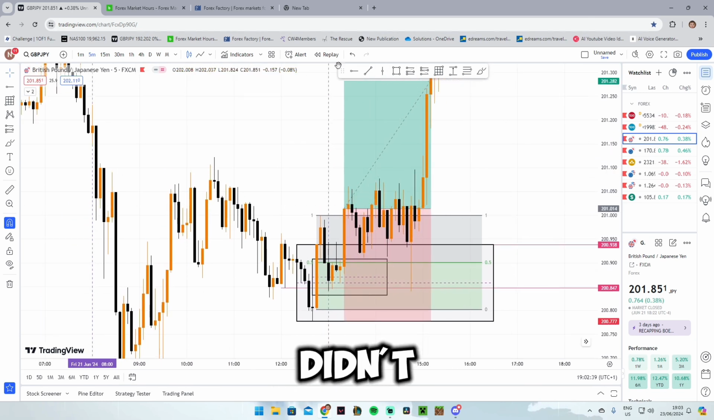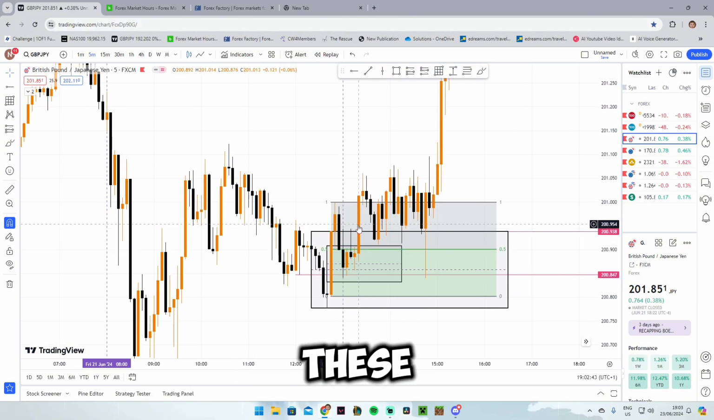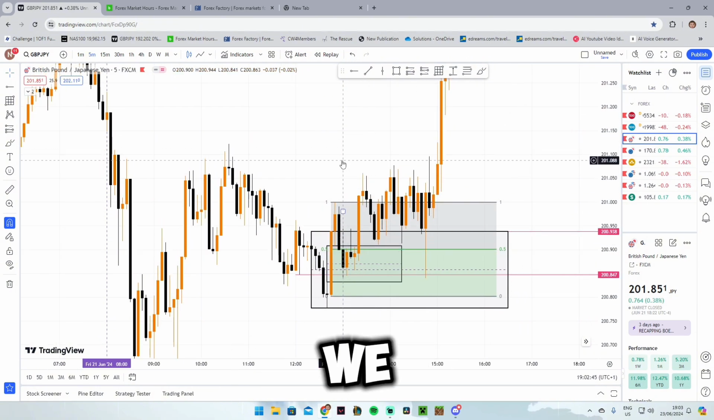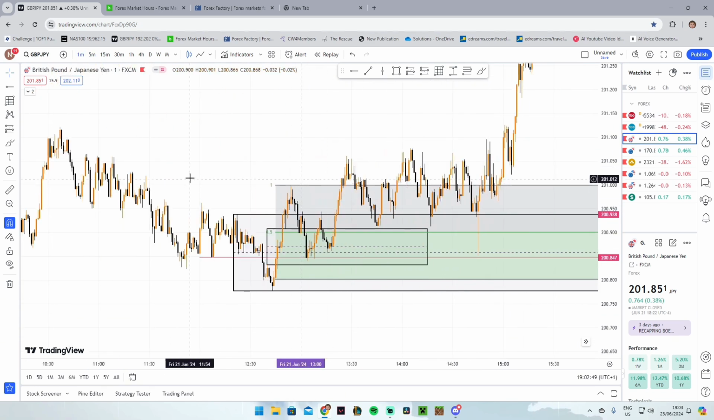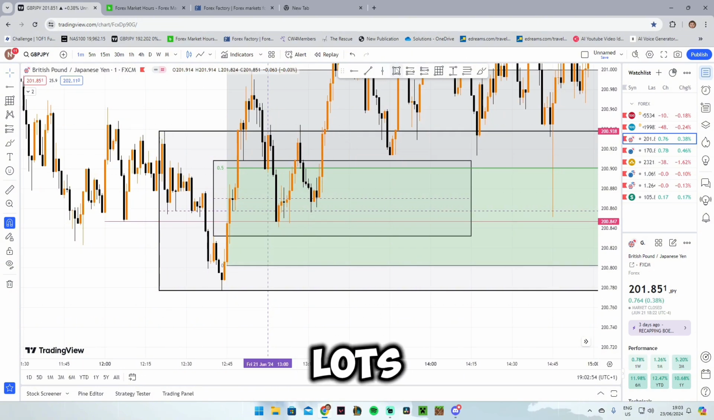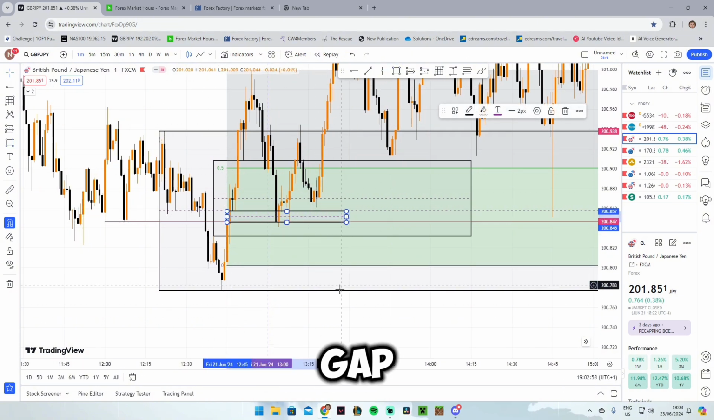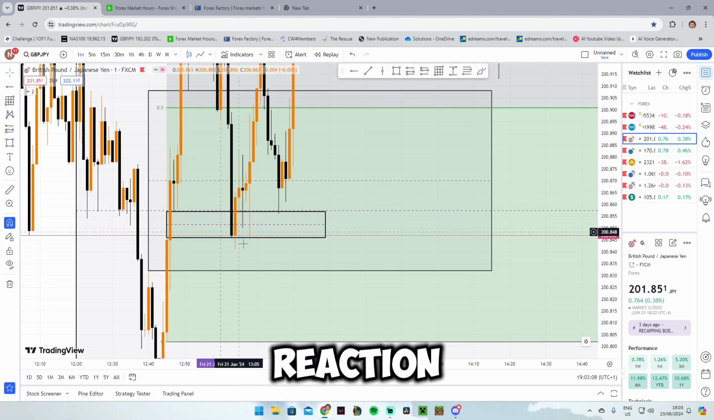But if you didn't want to wait for reactions off of these 5 minute, we could hop into 1 minute and look for sniper entries. Sniper entry right here, lads. Look at this. This 1 minute fair value gap. Boom. Light work. Look at this reaction and play off of it.